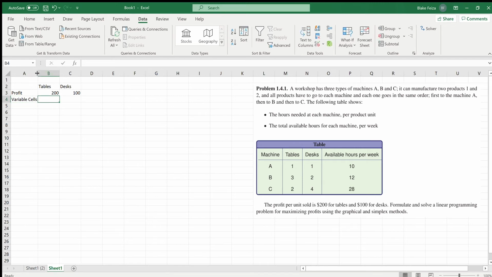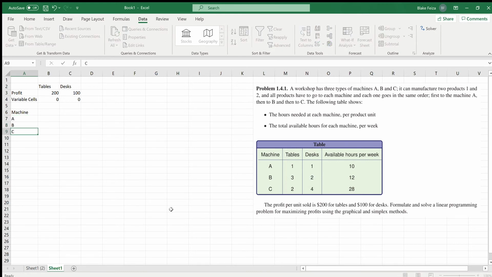And now I'm going to go ahead and label these as our variable cells right here, and make that a little larger. And for now, these are just going to be zeros. This is going to be where Excel Solver plays with numbers, and these are going to be the two cells we're going to let it toggle for how many tables we make and how many desks we're going to end up making.